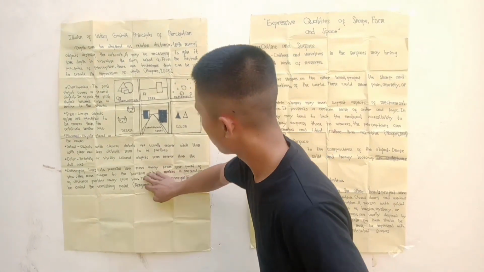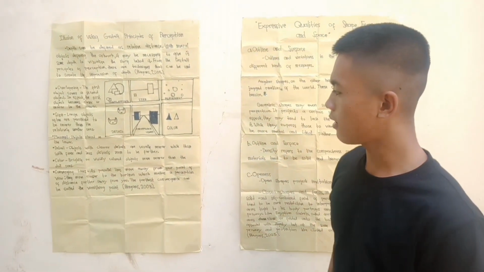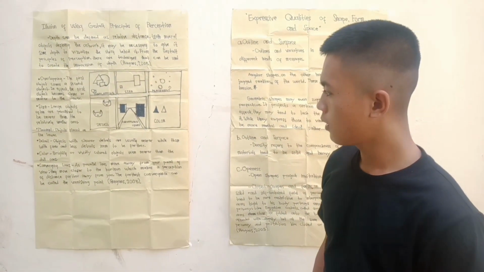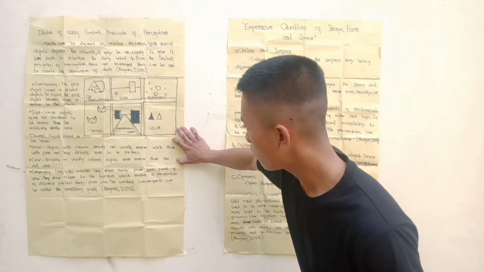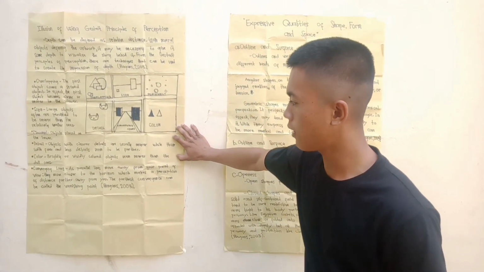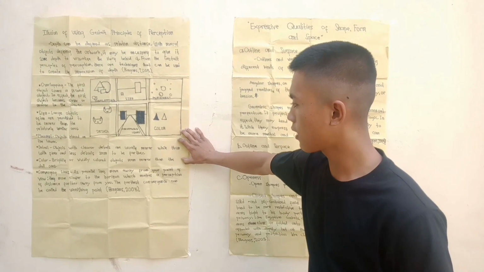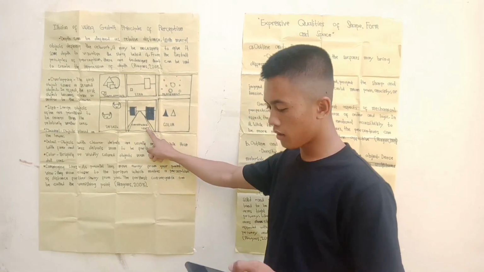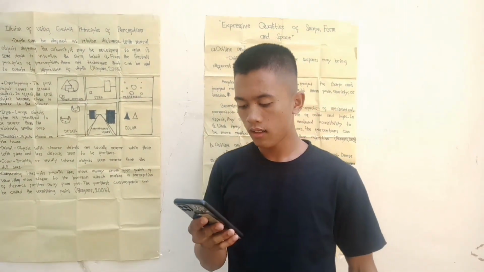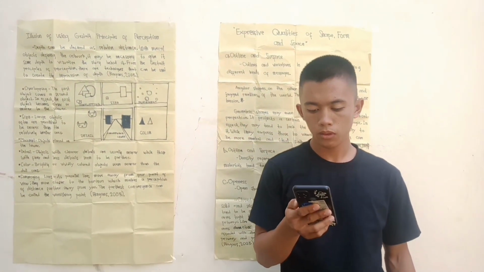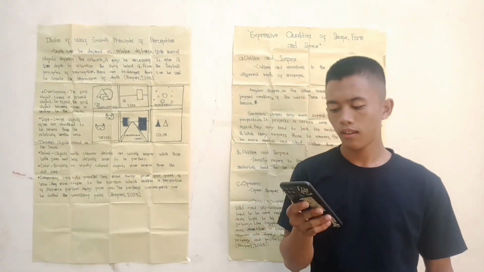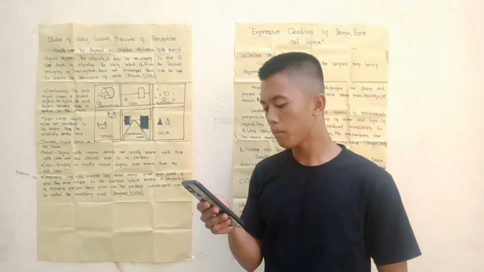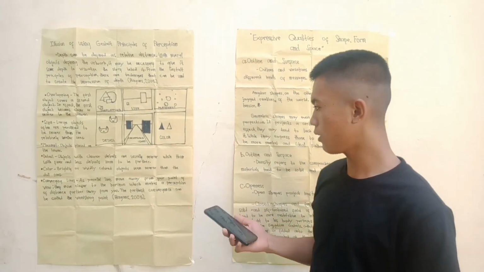The last one is converging lines. As parallel lines move away from your plane of view, they move closer to the horizon, which creates a perception of distance farther away from you. The farthest convergence point is called the vanishing point. So this is an example of converging lines. Converging lines appear to move towards each other as they recede into the distance. So they create an illusion of depth, and their convergence points are known as vanishing points.